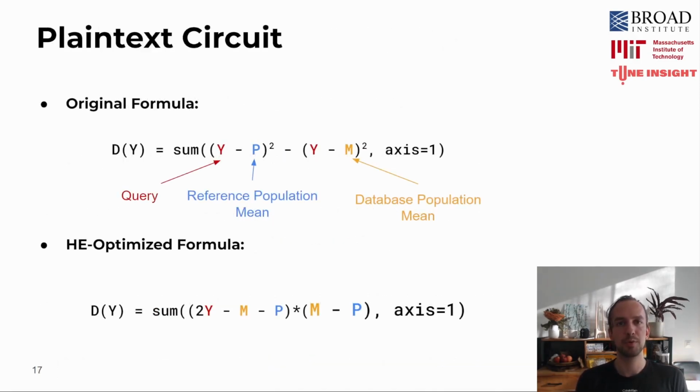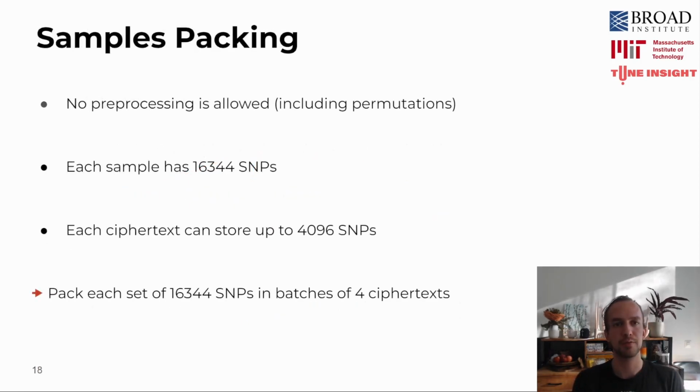The circuit we want to evaluate under encryption is the sum of the square difference of two vectors of size about 2^16. Written like this, it requires 3 additions, 2 ciphertext multiplications, and an inner sum. We first rewrite it and simplify it a little bit, reducing the number of additions and ciphertext multiplications, and allowing us to pre-compute the terms that do not depend on the query. As usual, the rules did not allow any pre-processing, including permutations of the SNPs, such as reordering them based on their contribution. Therefore, we simply packed the genomes horizontally, each in batches of 4 ciphertexts.